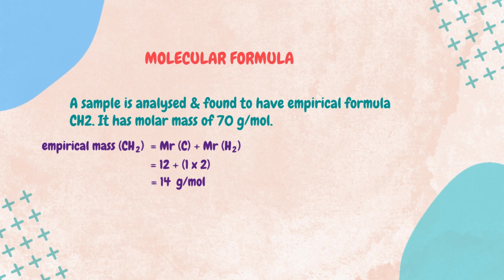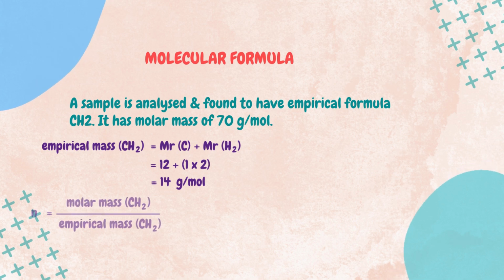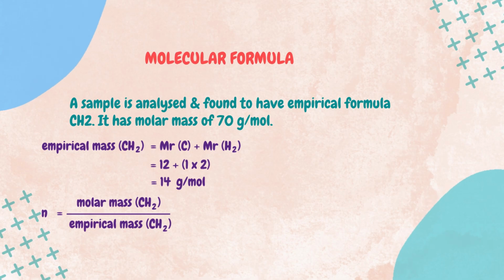Then we find N. In this case, N is equal to the molar mass of CH2 over the empirical mass of CH2. The molar mass given is 70 grams per mole, and the empirical mass we calculated is 14 grams per mole. Then, N is equal to 5. Now, we have N as 5, which indicates that the molecular formula will be 5 times that of the empirical formula. Finally, we multiply with the empirical formula to derive the molecular formula of the compound.